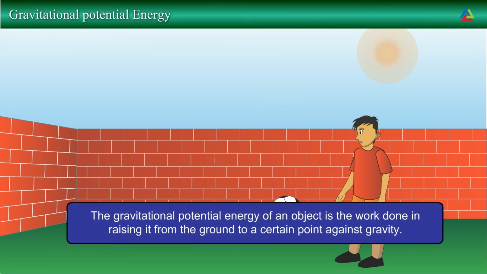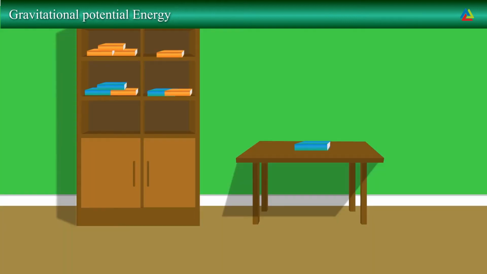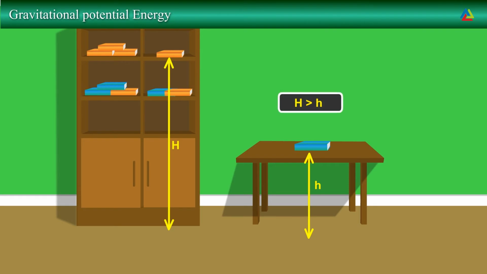The gravitational potential energy of an object is the work done in raising it from the ground to a certain point against gravity. Now you tell me, which of these books has more gravitational potential energy? The book on the shelf has more gravitational potential energy as its height is more than the height of the book kept on the table.